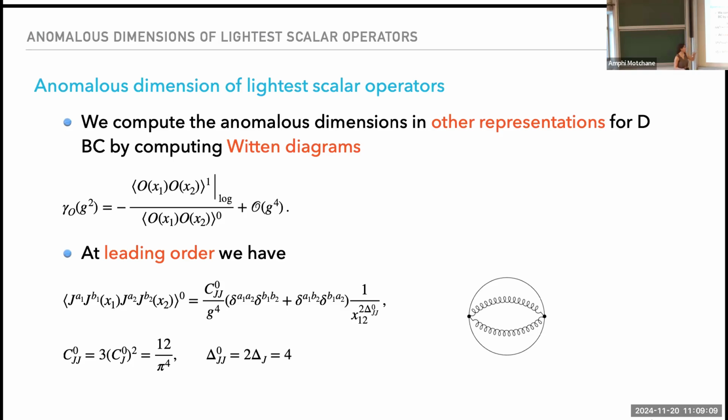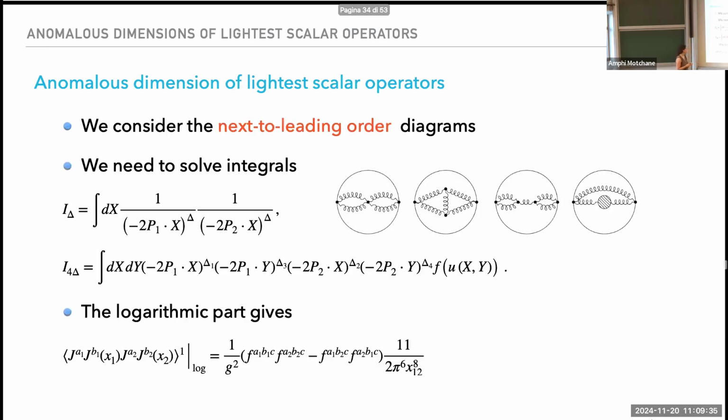And so what we do is we take a correlation function of operators at the boundary, and we compute the anomalous dimension by dividing the logarithmic part of the next to leading term of the 2-point function by the leading order. At the leading order, we just take boundary to boundary propagators and we perform Wick contractions. But for the next leading order, we need to compute diagrams, and these are the diagrams that enter in the computation, because we want to compute the 2-point function of the product of two currents.